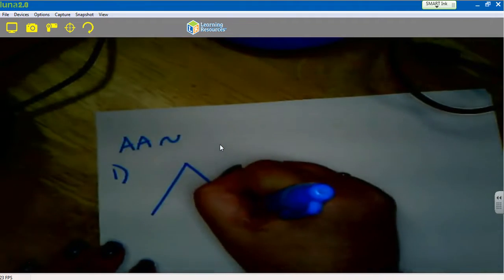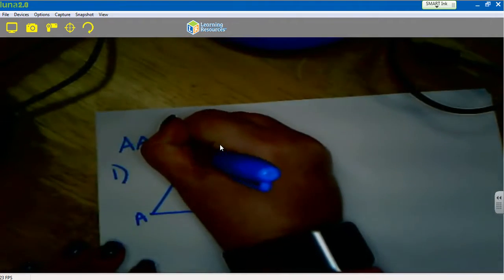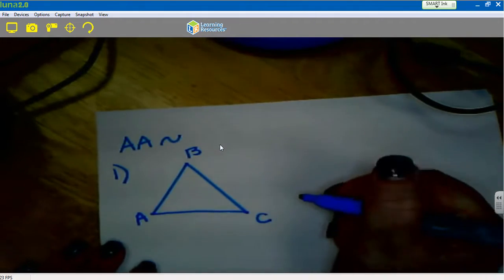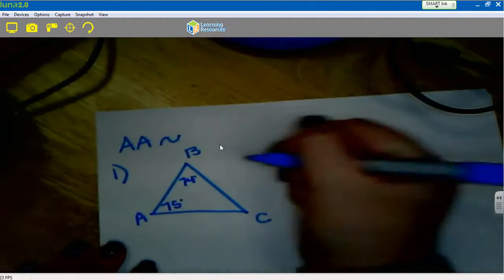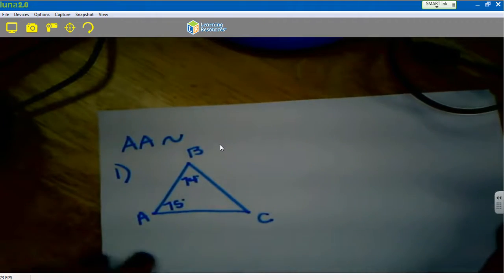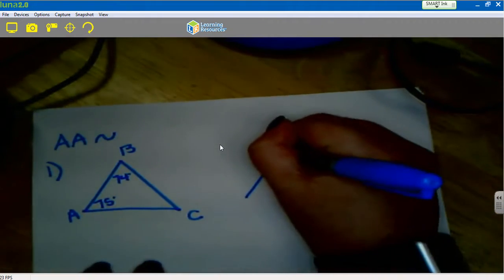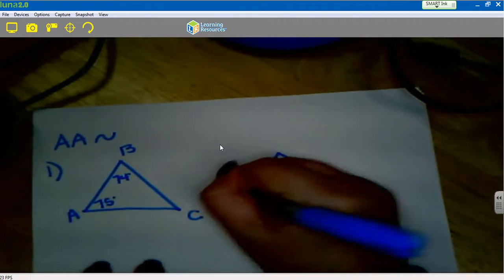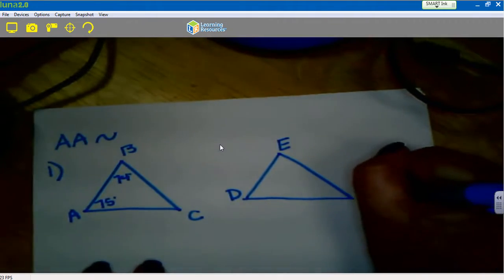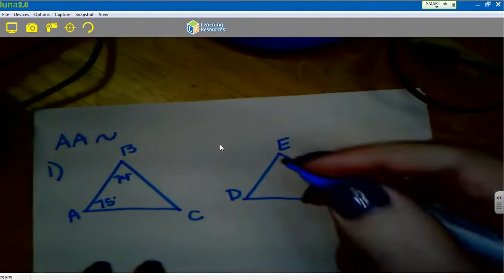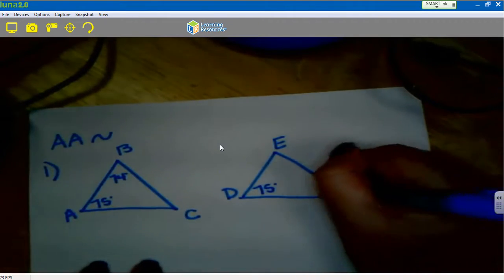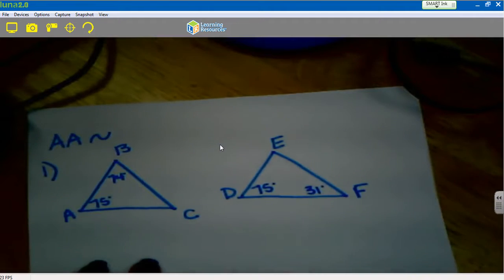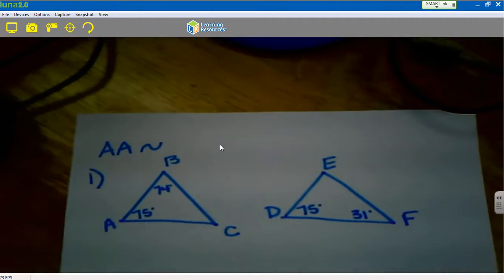We have triangle ABC. We're given that angle A is 75 degrees. Angle B is 74 degrees. We do not know angle C. Now we're given triangle DEF. And we are given that angle D is 75 degrees. And angle F is 31 degrees. So we need to determine if these two triangles are similar.